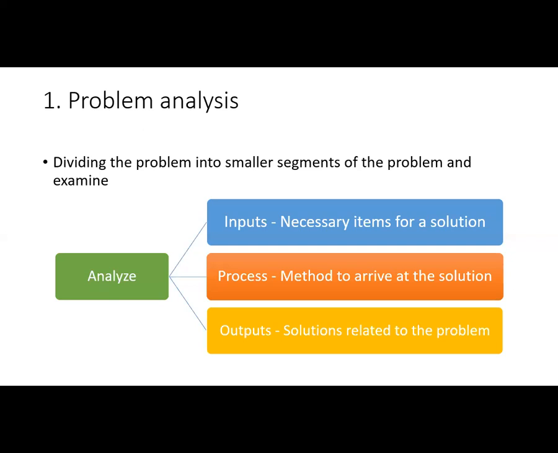Then output is the result. Output is the result obtained after solving a problem, and the process is converting inputs to the output. Converting inputs to the output means process. This is a basic idea about programming problem analysis.